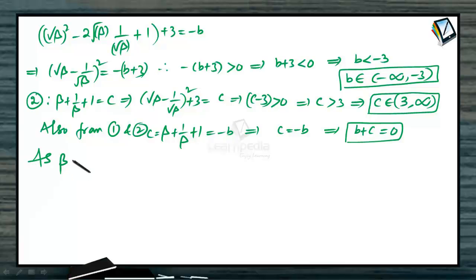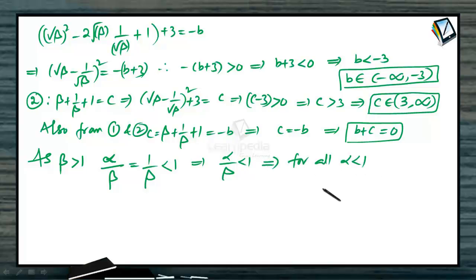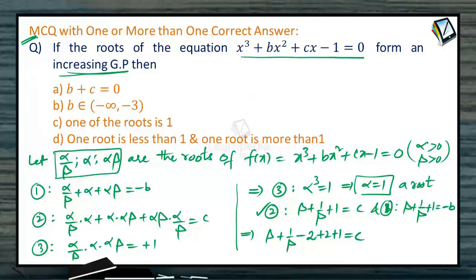Now if you take beta as more than 1, for example, then alpha divided by beta will be 1 by beta, since alpha is 1. When beta is more than 1, 1 by beta will be less than 1, which implies alpha by beta is less than 1. So what you conclude is that among the given options, b plus c equal to 0 is there, b belongs to minus infinity to minus 3, and one of the roots is 1, that is, alpha is 1. If one root is less than 1, then the other root is more than 1.